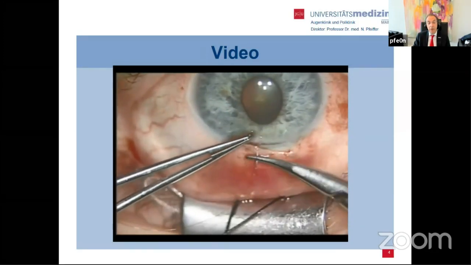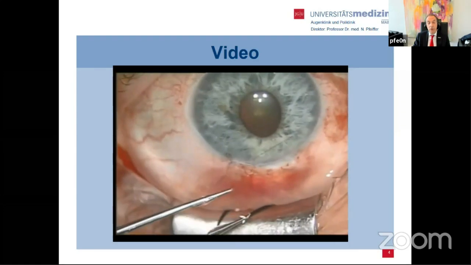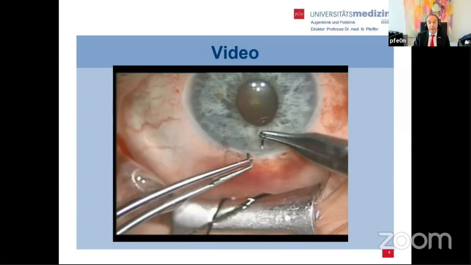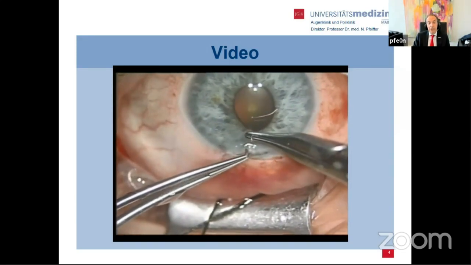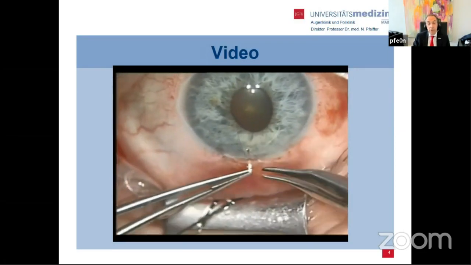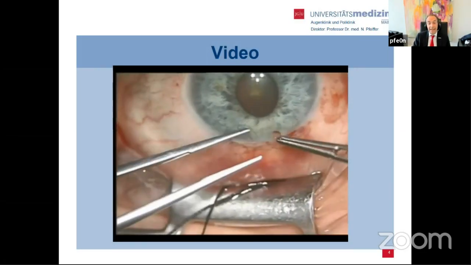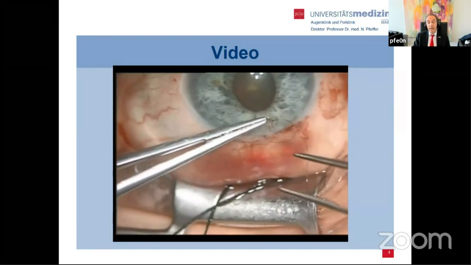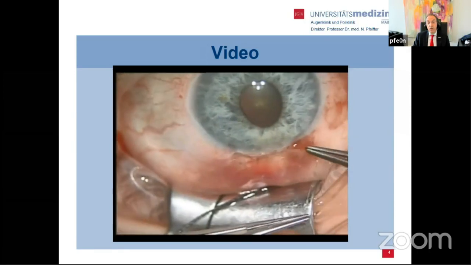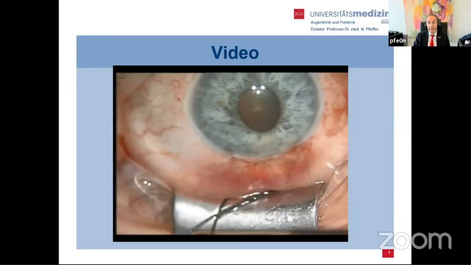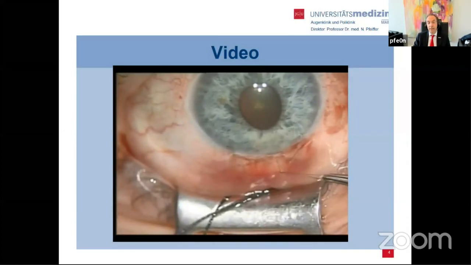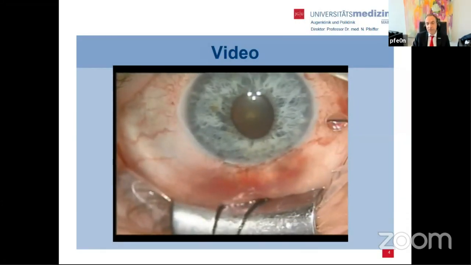So I go through the conjunctiva, through the groove, through the cornea, then take it in the other way around. Again, go through the cornea, through the groove, through the conjunctiva, catch the thread and do that several times. And when you then pull tight, the conjunctiva is pulled firmly into the groove, and that gives it that extra stability that you need to have a watertight wound closure. And this is very important.